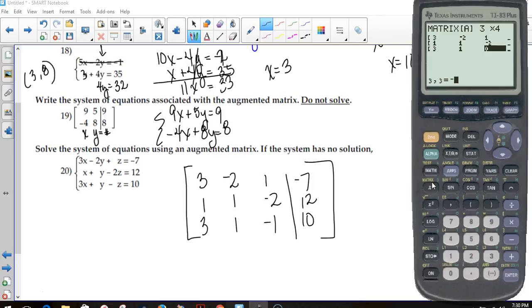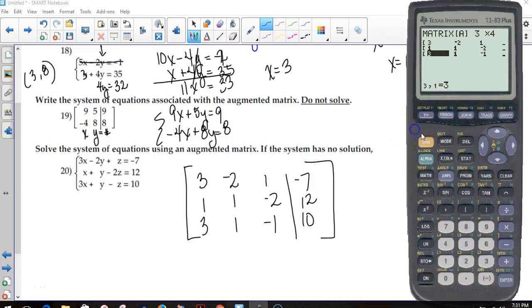I'm going to double check my answer column. It's negative 7, 12, 10. Yeah. 1, negative 2, negative 1 for z, negative 2, 1, 1 for y, and then 3, 1, 3 for x. Very good. If it's good, you hit second mode to go out to the main screen.